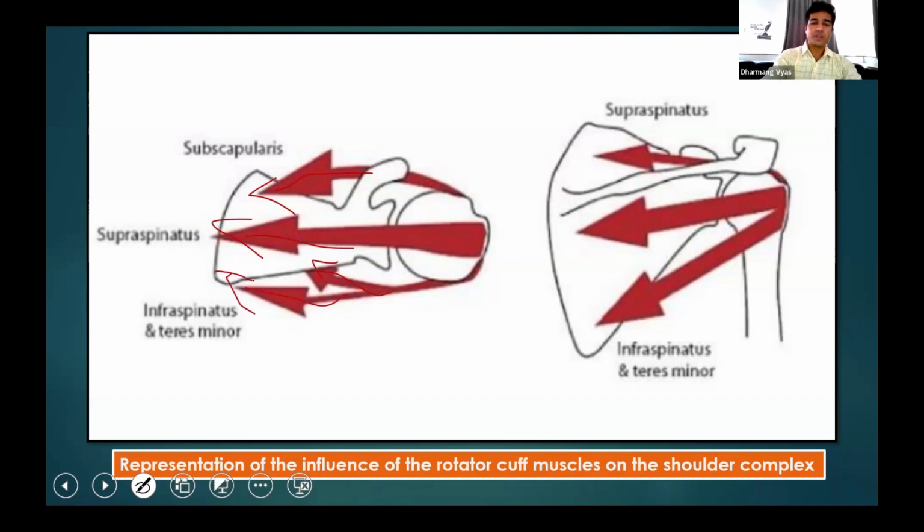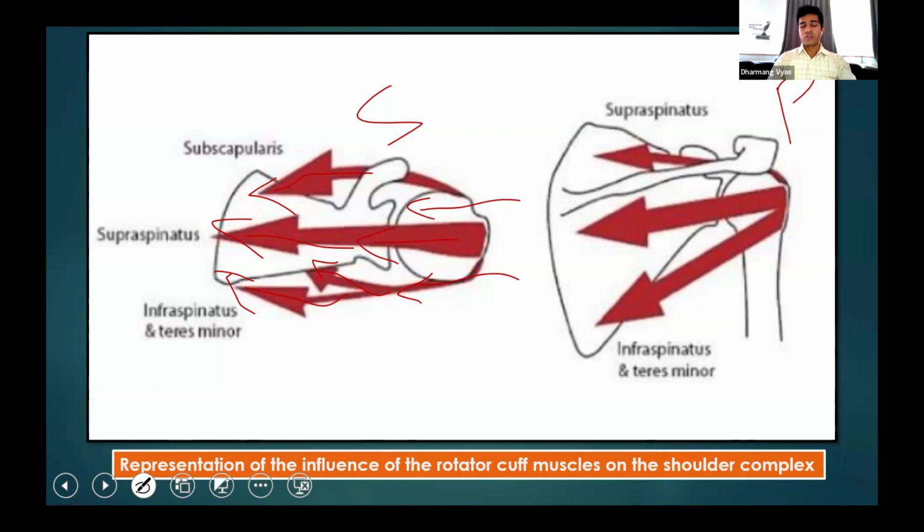So if you see, this is the superior view and this is the posterior view. In both these images, the direction of forces produced by the rotator cuff is trying to pull the head into the glenoid cavity. All these muscle forces in some way are trying to push or maintain the head of the humerus in the glenoid cavity. That is the reason we call the rotator cuff the primary stabilizers of the shoulder joint. Why? Because all of these rotator cuff muscles, even at a resting position, create forces which maintain the head in the glenoid cavity.